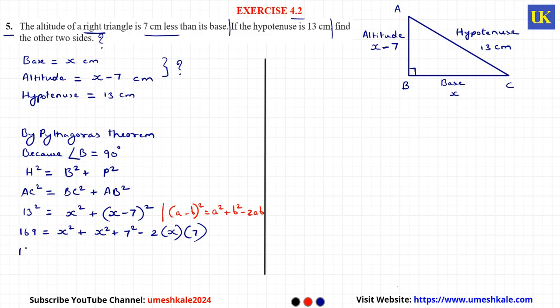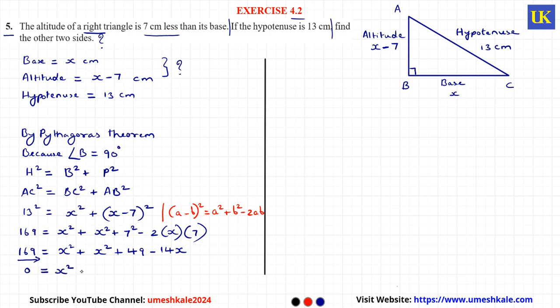Then 169 is equal to x square plus 7 sevens are 49 minus 7 twos are 14 into x, 14x. Now what we'll do is we will transfer 169 to the other side. We will take this 169 to that side. So here nothing is there, meaning 0.